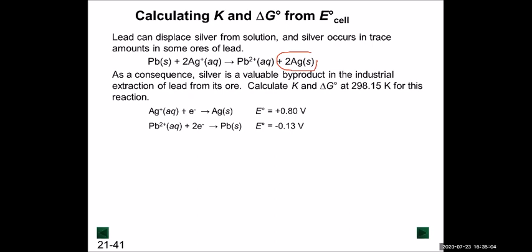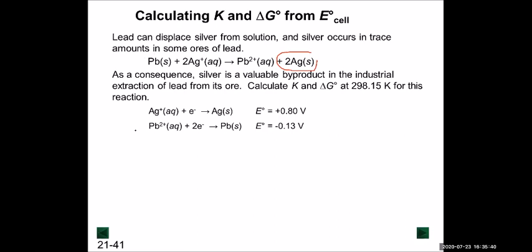Anyway, this is the reaction we have, and it is a single displacement reaction. With this reaction we want to calculate the equilibrium constant and free energy change, and we are given the standard reduction potential for both half reactions. This is a very good exercise to practice the free energy change and cell potential calculations.